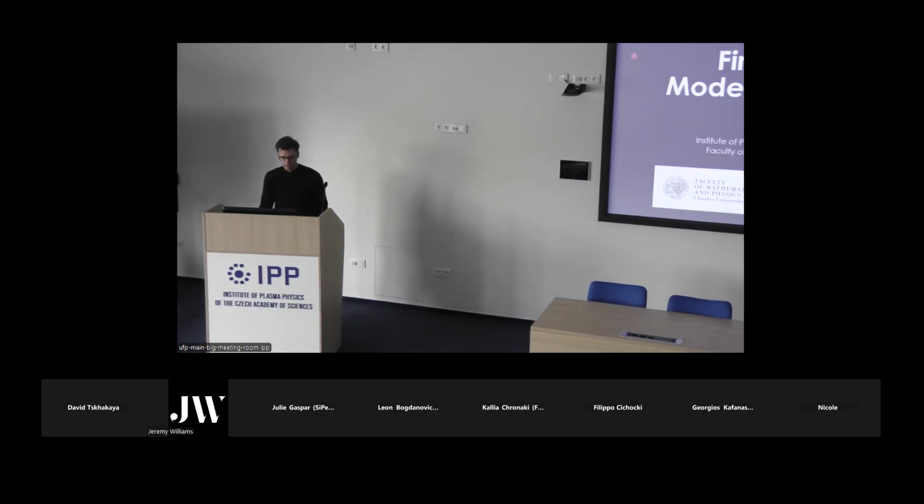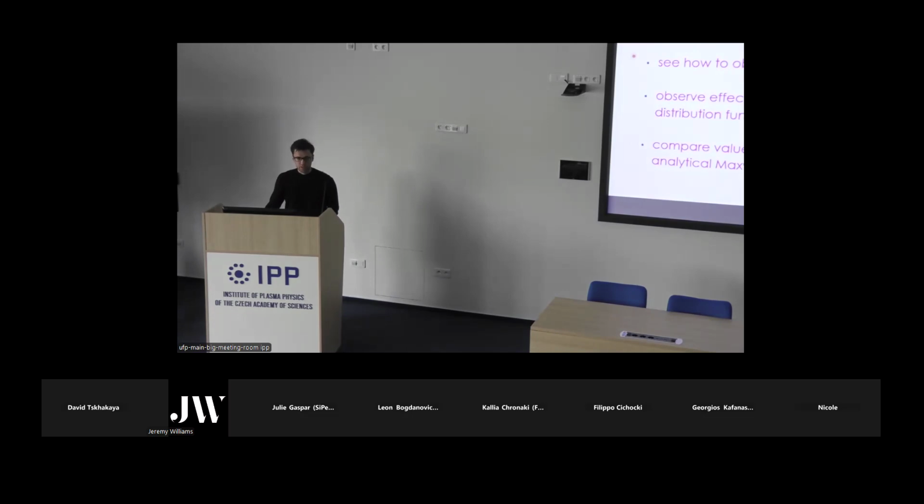So as said, today I'm going to share with you my first experience with PIC modeling of the plasma sheath. In this presentation, we will mainly see how we can obtain Maxwellian plasma in BIT1. We'll also observe the effects of the plasma sheath and of different types of collisions on the velocity distribution functions. And we'll also compare the values of potential drops and particle fluxes to the results from analytical formulas which rely on Maxwellian distribution. So at first, let's briefly remind ourselves of what the plasma sheath is.